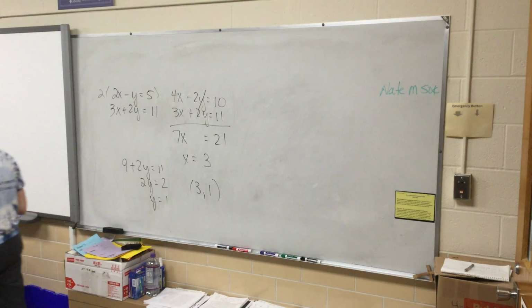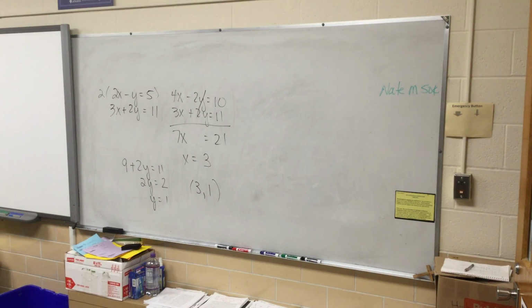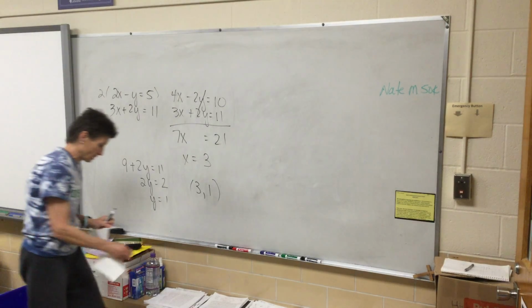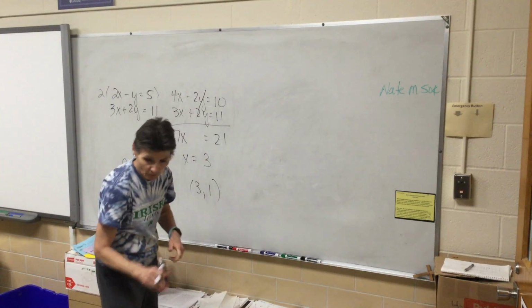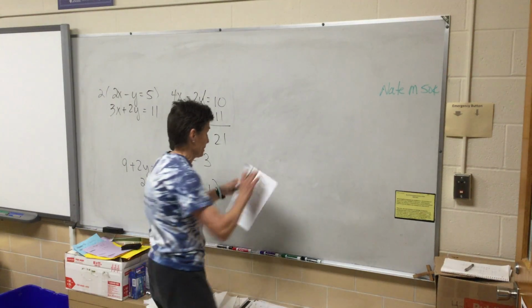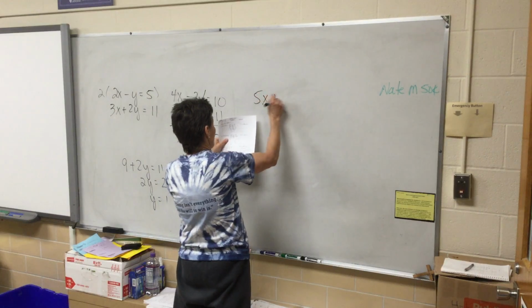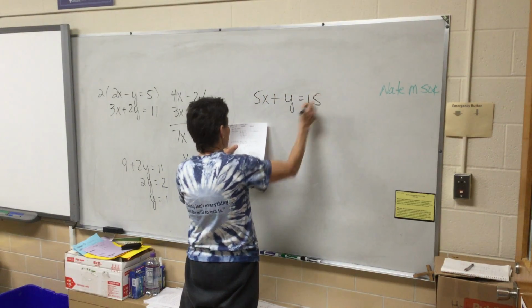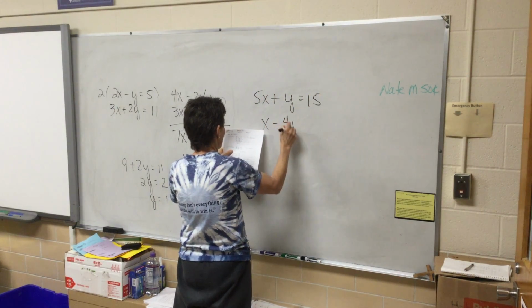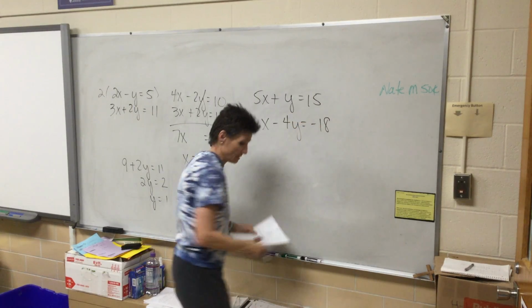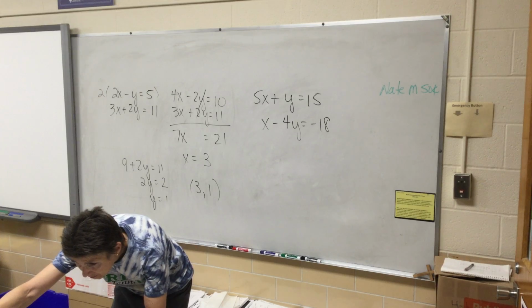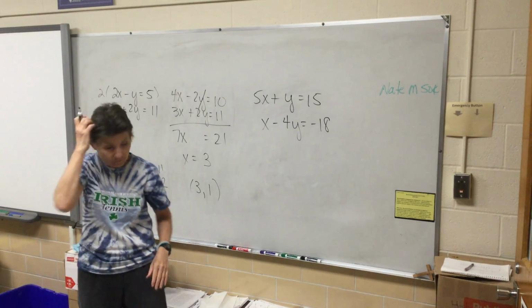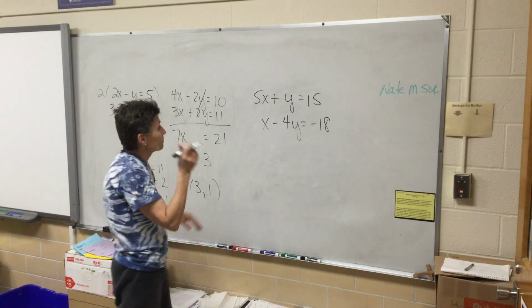Now the second one is substitution. So let's go ahead and do that one with substitution. Do it over here. So we have 5x plus y equals 15, and x minus 4y equals negative 18. 5x minus 15 equals negative y.